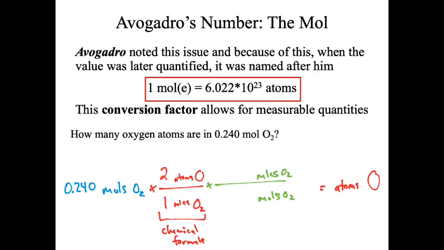So when we write this conversion up here, 1 mole is equal to 6.022 times 10 to the 23rd atoms, it's a bit misleading. What that is really saying is that 1 mole of atoms equals 6.022 times 10 to the 23rd atoms. 1 dozen eggs is equal to 12 eggs. Sometimes it doesn't have to be a weird number.